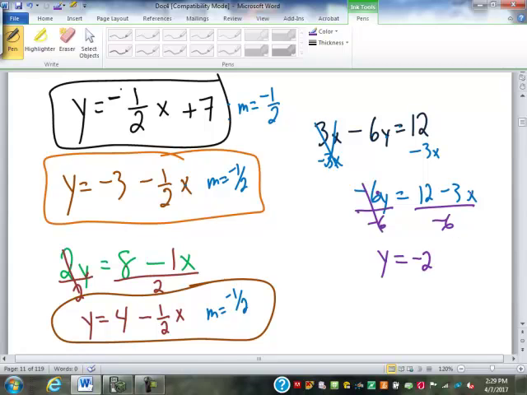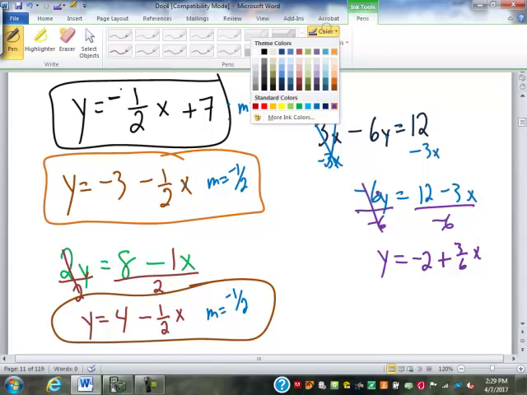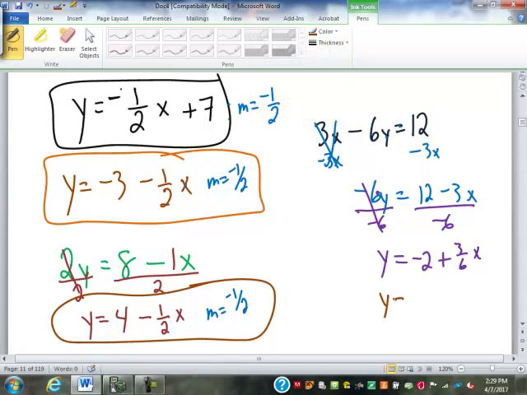-2. -3x divided by -6. It's a positive, and negative divided by negative is positive. And I'm just going to put 3 over 6x. And of course, 3 over 6 can reduce to 1/2.